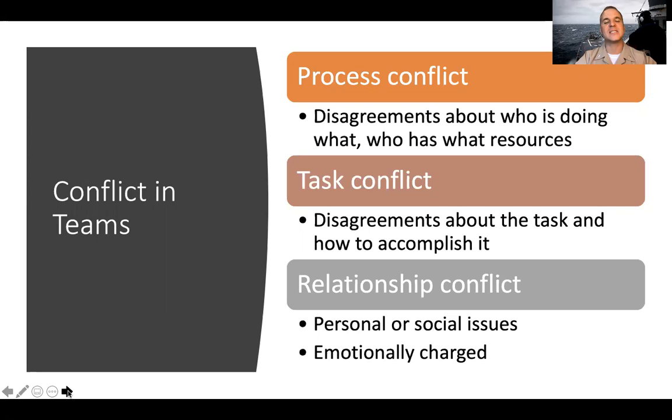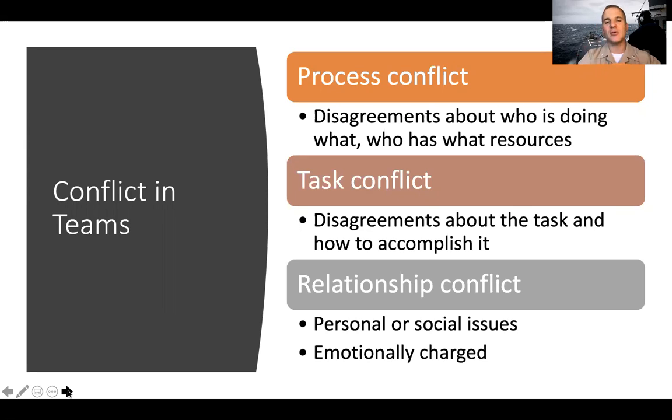Task conflict is disagreements about what the task is, about how we're going to accomplish the task. What are the best ideas that we can do, right? And so that's task conflict, a little bit different than relationship conflict. And then finally, process conflict, where there's disagreements about who is doing what and who has what resources on the team. What are the processes we're doing?